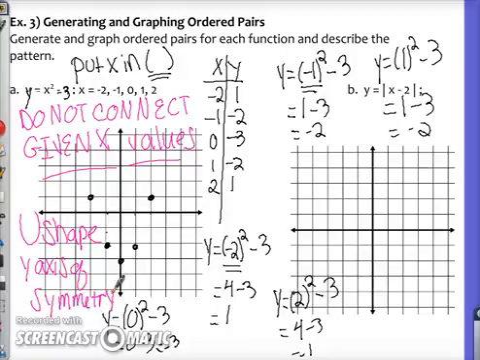Okay, please hit pause and then you'll hit the next video. Make sure you have all of this down. You'll watch the next video for the second example.